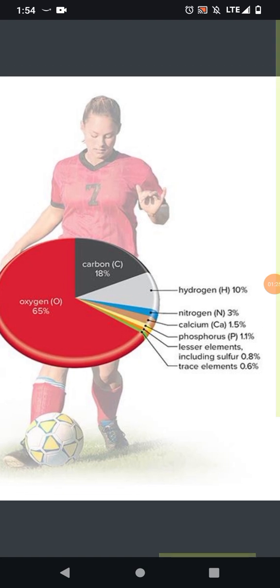2.1 Elements in living organisms. So we can see 10% hydrogen, 3% nitrogen, 1.5% calcium, 1.1% phosphorus. There are lesser elements, including sulfur at 0.8% and trace elements at 0.6%. Carbon is 18% and oxygen is 65%.